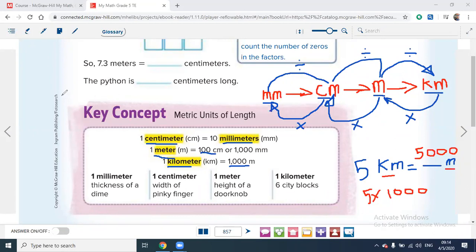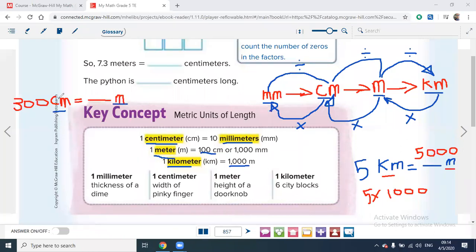Okay? Another example here. If I have to write here 300 centimeters equals how many meters? Now I'm going to convert from centimeter to meter.